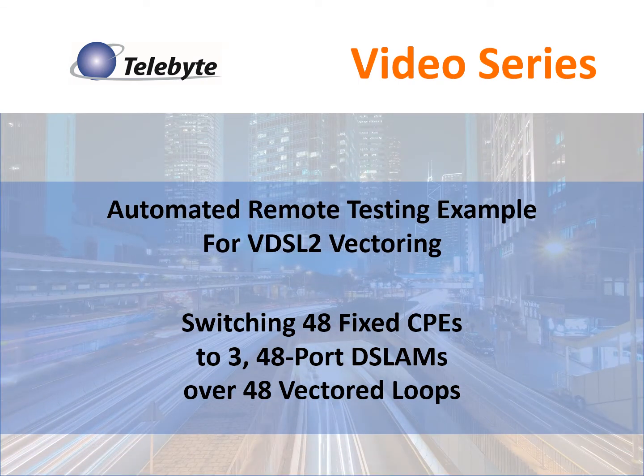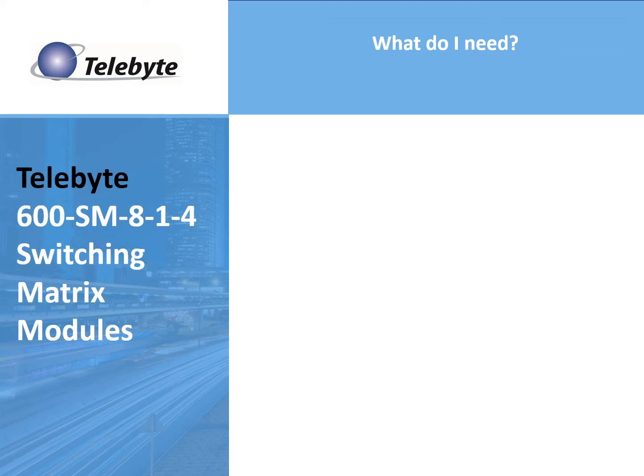This video features an automated remote testing example for VDSL2 vectoring. We will be switching 48 fixed CPEs to 3 48-port DSLAMs or DSLAM cards over 48 vectored loops. Let's take a look at the equipment we will need for our example.